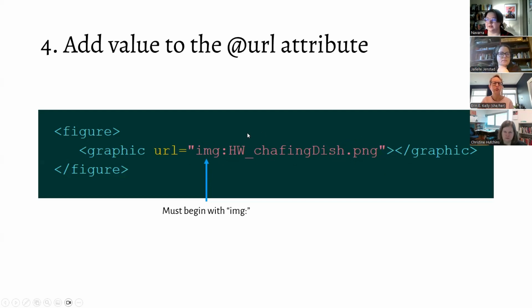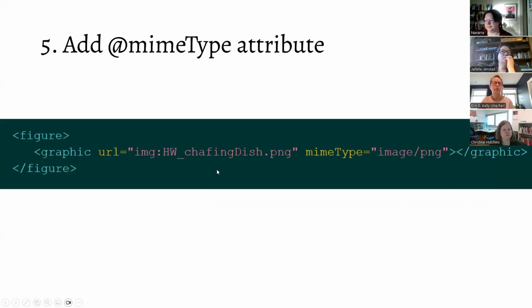So here, this image lives inside the repo. It's been added to the images folder in that HW portfolio. So we're using that img prefix. Next, you should add a MIME type attribute. The MIME type says what type of media is in this graphic element. This is an image. And what type of image is it? It's PNG. So it's image/PNG. If this was a JPEG, it would be image/JPEG. If it was an SVG, image/SVG.